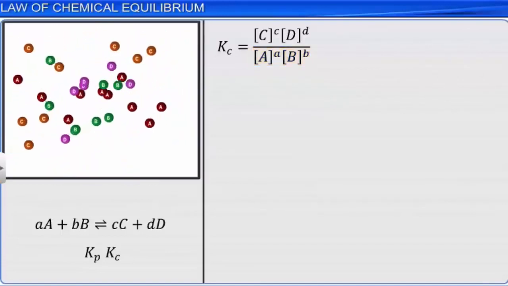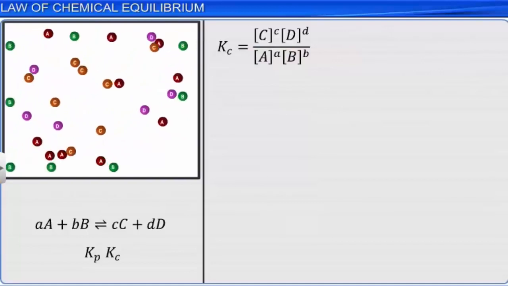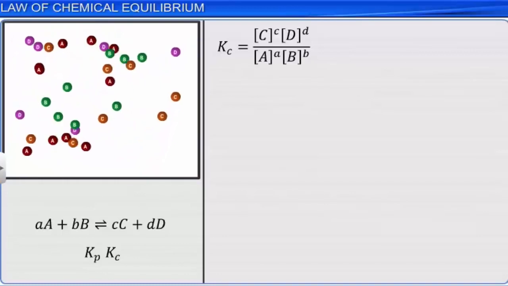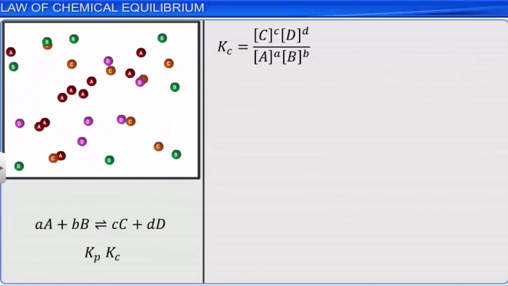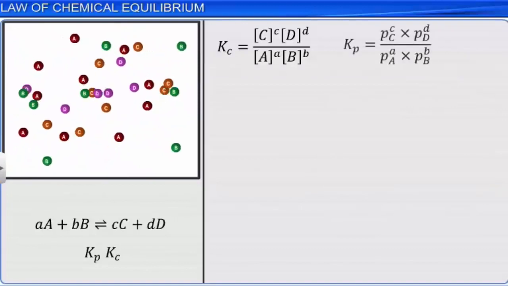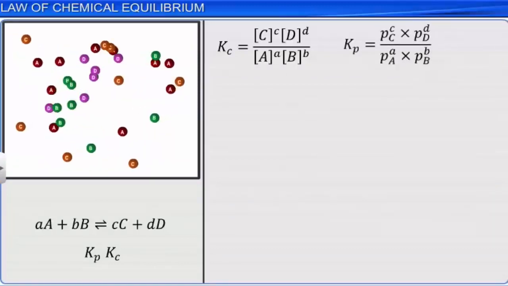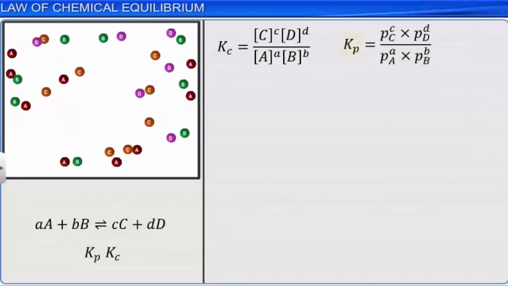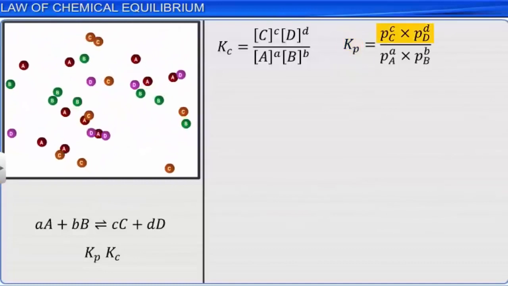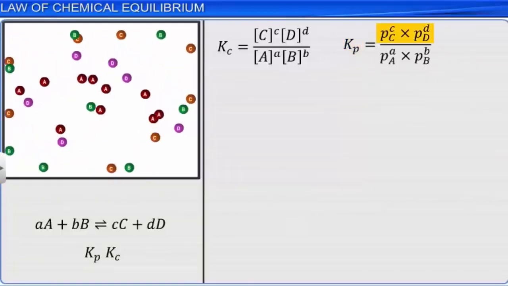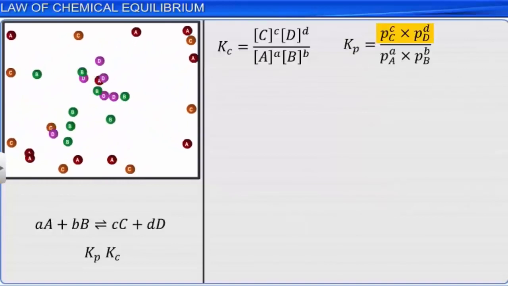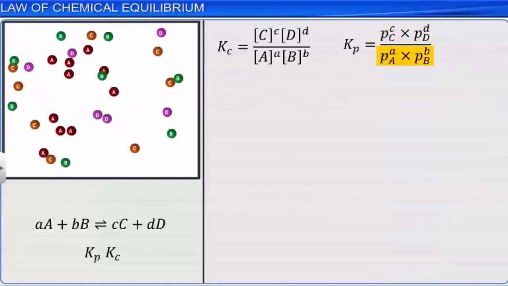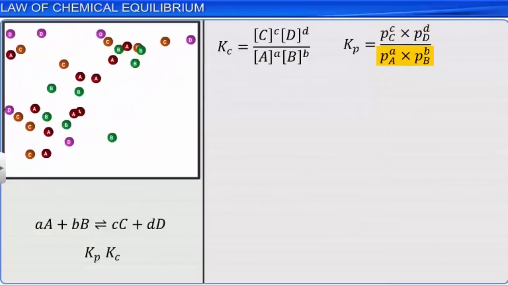Now, if the reactants and products are gaseous, partial pressure may be used instead of concentrations. Then, the equilibrium constant in terms of partial pressure can be written as Kp equal to the product of partial pressures of the products, Pc raised to the power of c and Pd raised to the power of d respectively, divided by the product of the partial pressures of reactants, Pa raised to the power of a and Pb raised to the power of b respectively.